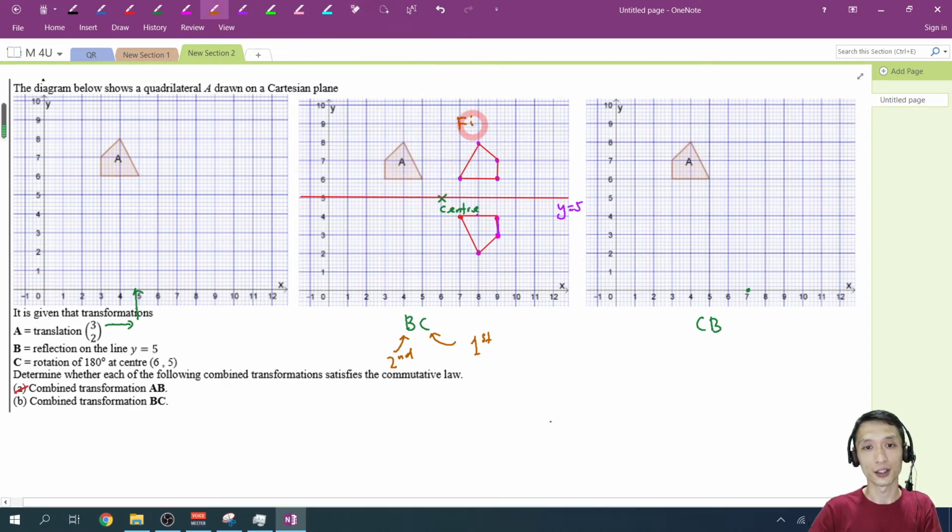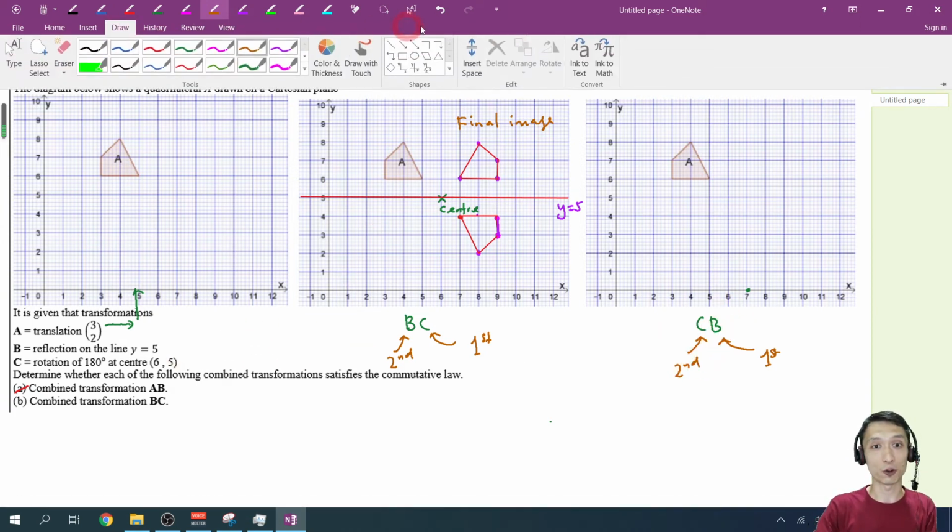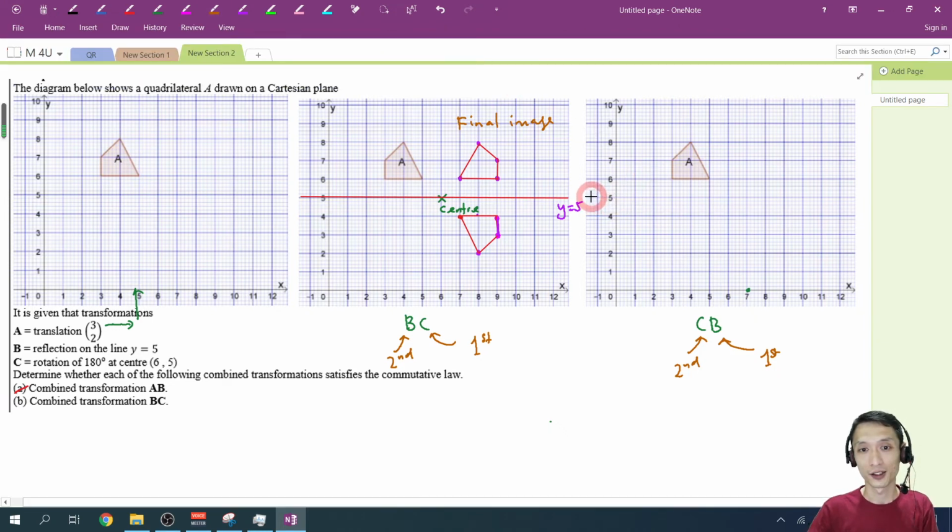This is the final image of this combined transformation BC. Now let's go to CB. Again, when you see CB, B is the first transformation and C is the second transformation. Now B is a refraction. I think this time it should be no problem, right? We have done a lot of refraction over here.